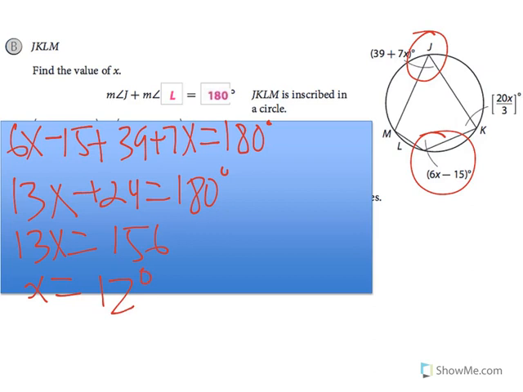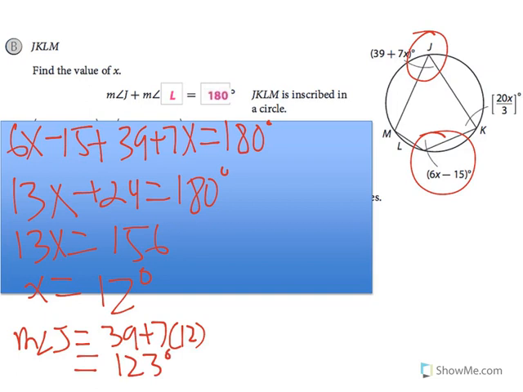So x is 12 degrees. Right, and then from there we can go back and solve for each angle. So say angle J is equal to 39 plus 7 times 12. So then J is 123 degrees, and angle K equals 20 times 12 divided by 3.